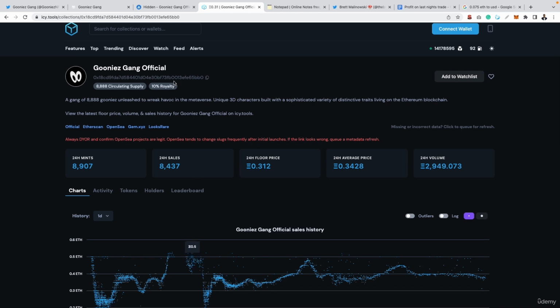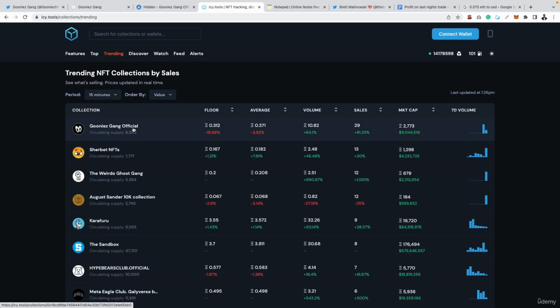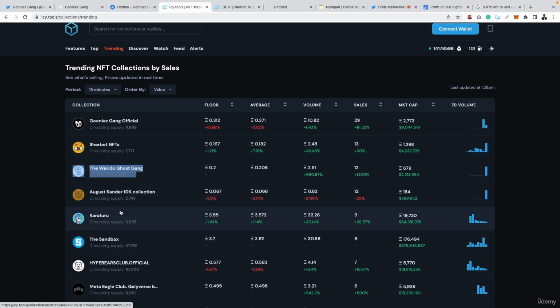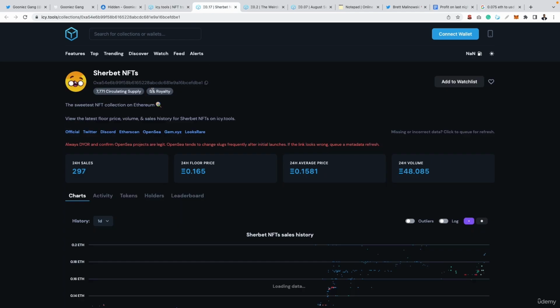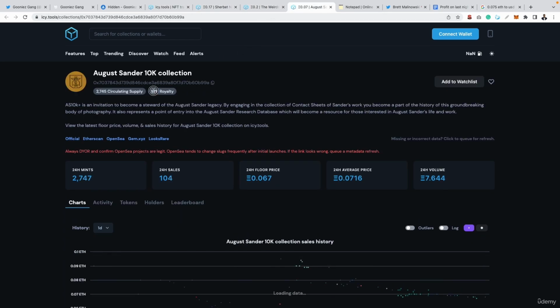So every time I sell an NFT in this collection, I have to give 10% of that sale to the creators. I know it is a lot of money. 10% is absolutely insane. There are lots of projects out there which have royalties of 5%, 10%. I mean, if I go over to Trending and open up a couple of them, let's go for Sherbet NFTs, the Weird Ghosting Gang, and we'll just go for this one right here, another random one. They have a 5% royalty, 5% royalty, and they have a 10% royalty.